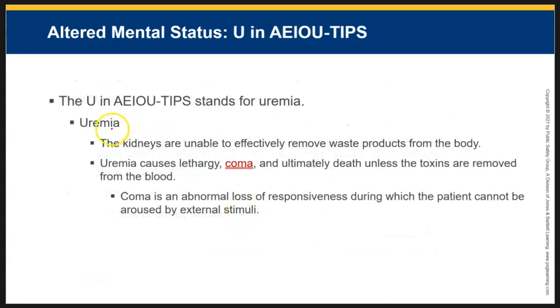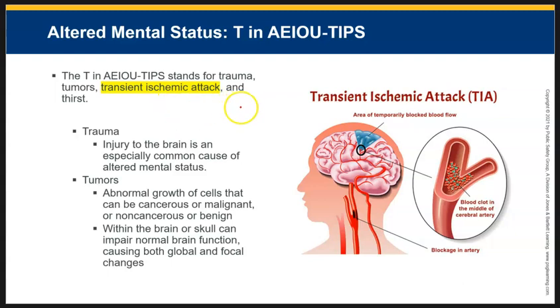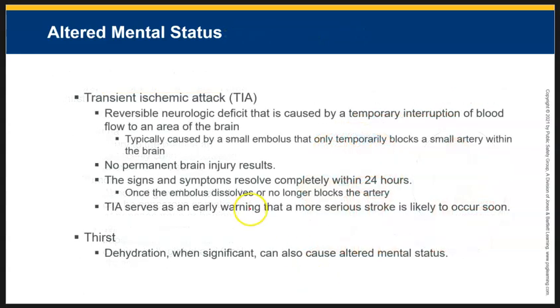U stands for uremia, which is the inability of the kidneys to remove waste products from the body. Consequently, those toxins will build up in the bloodstream and can result in altered mental status. T stands for trauma, tumors, or transient ischemic attack. Transient refers to the idea that this is temporary in nature, and ischemia is a blockage of blood flow, in this case particularly to a region of the brain. Now, a TIA is reversible.